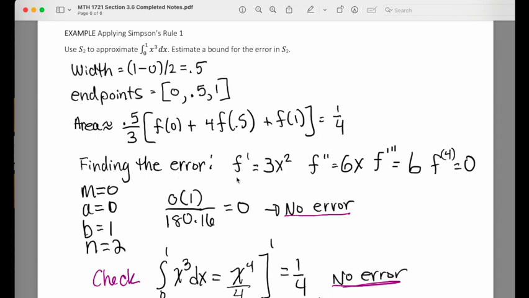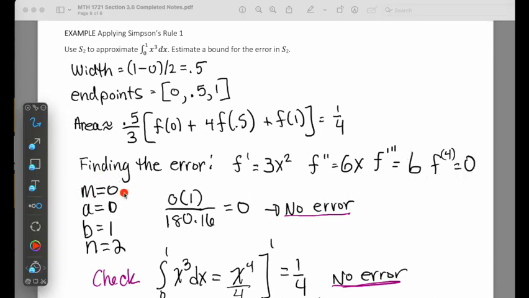So our first derivative of x to the third is 3x squared. Our second derivative, when I take the derivative of 6x to get the third derivative, gives me 6. And then to find the fourth derivative, when I take the derivative of a constant, I get 0. So in this case, m is going to be 0. My a is 0. My b is 1. That's my interval for my upper and my lower limits. And then I know my n is going to be 2 because we want to do this in 2 subintervals.